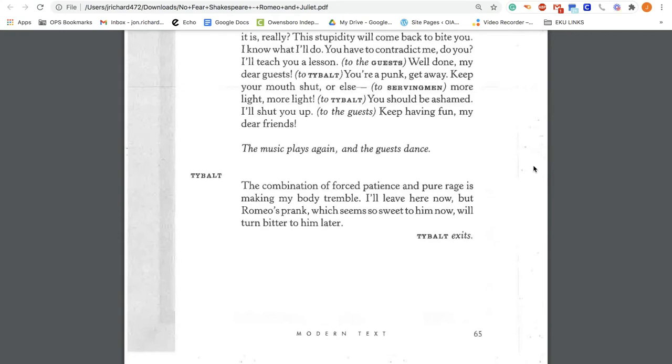The combination of forced patience and pure rage is making my body tremble. I'll leave here now, but Romeo's prank, which seems so sweet to him now, will turn bitter to him later.